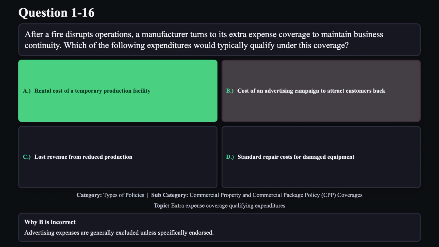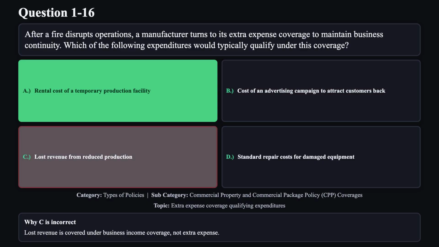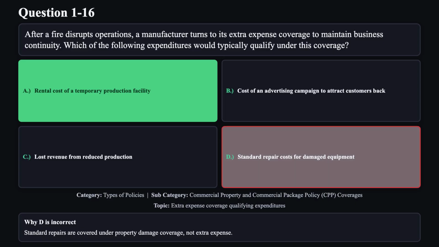Reason B is not correct. Advertising expenses are generally excluded unless specifically endorsed. Reason C is not correct. Lost revenue is covered under business income coverage, not extra expense. Reason D is not correct. Standard repairs are covered under property damage coverage, not extra expense.